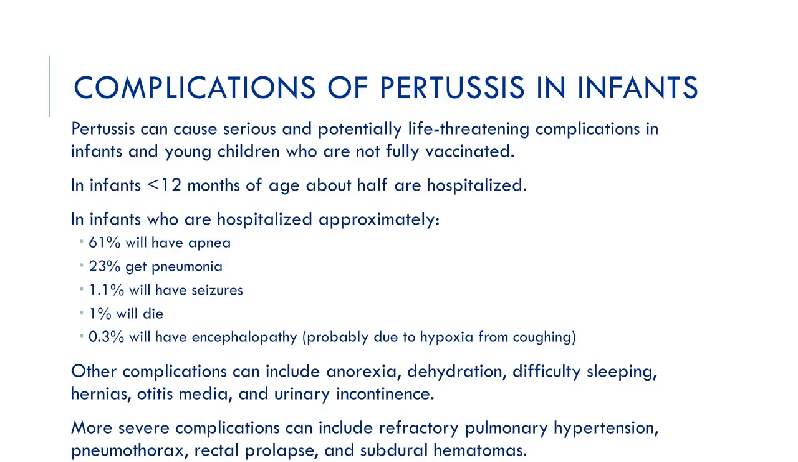Other complications listed there on the slide for you can include anorexia, dehydration, difficulty sleeping, hernias, again from the coughing fits, otitis media, and urinary incontinence. And again, as well as deaths. The more severe complications can include refractory pulmonary hypertension, pneumothorax, rectal prolapse, and subdural hematomas.